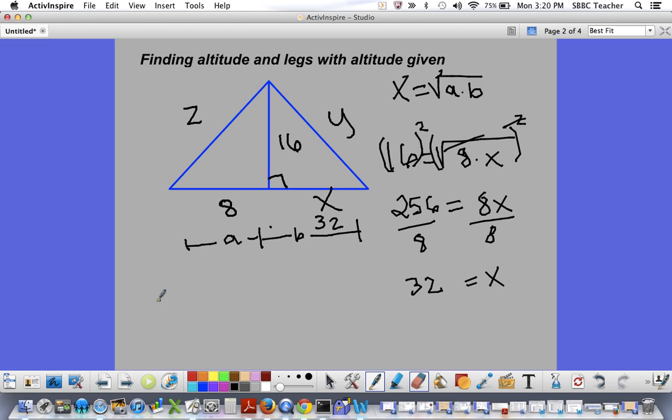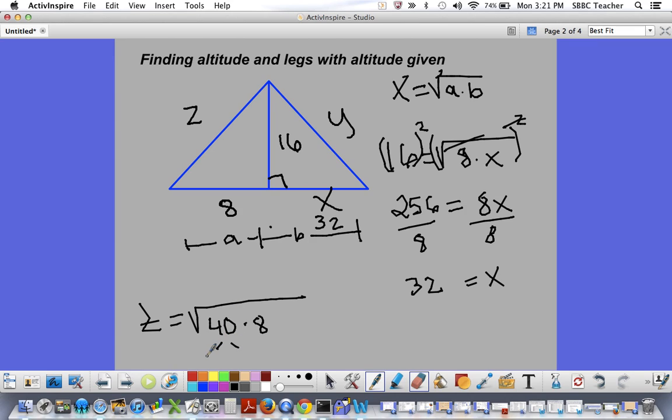Now we can find the legs. Z would be equal to the square root of, you would add the entire base, 32 plus 8, which is 40, times the part of the base that's adjacent to the leg you're looking for, 8. Then we can break it down.